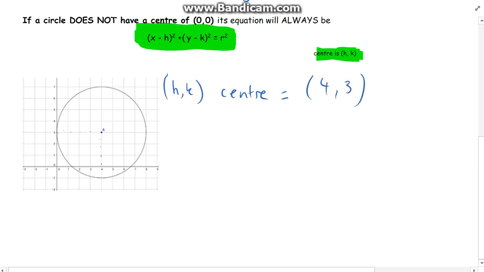Right, so now what's the other piece of information I need? I have x minus h, because I know my h is 4, and my k is 3 because it's my centre point.